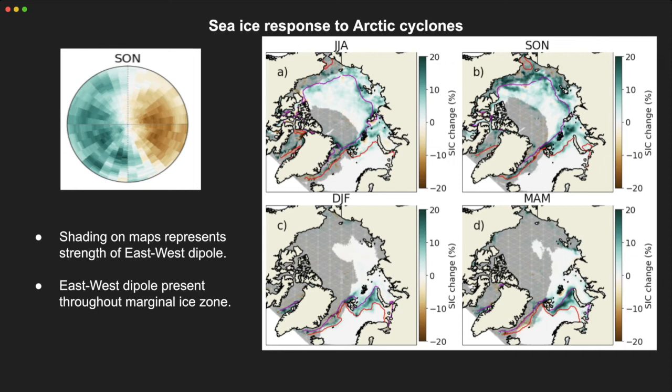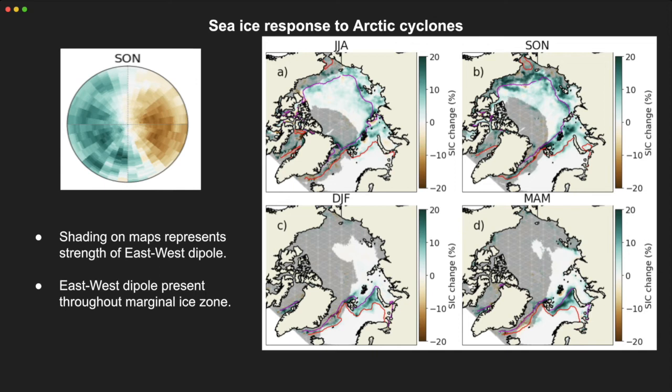And you can see this pattern is prevalent in each season, but largely constrained to the region between this red and purple line. And those red and purple lines mark the 15 and 80% sea ice concentration contours in the climatology. So that's a measure of where the marginal ice zone is kind of roughly located. So what this says is fairly consistently within the marginal ice zone, you get this east versus west dipole of gain of sea ice to the west of cyclones and loss of sea ice to the east of cyclones.